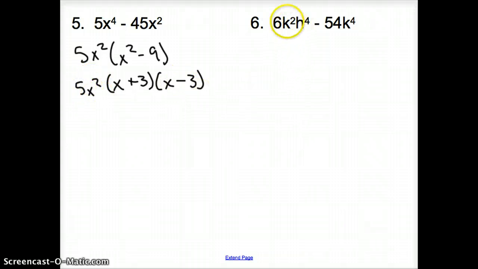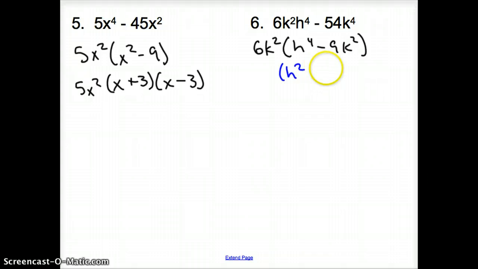Number 6, same thing, we're factoring. What can we take out? I know I can take a 6 out of both of my numbers, so I put my 6 right there. And I can also take out some letters, and that is k squared. What's going to be left is h to the 4th minus 9k squared. Can I keep going? Let's try and factor this some more. What times itself will give me h to the 4th? That's h squared and h squared. So I put that in the front of both parentheses.